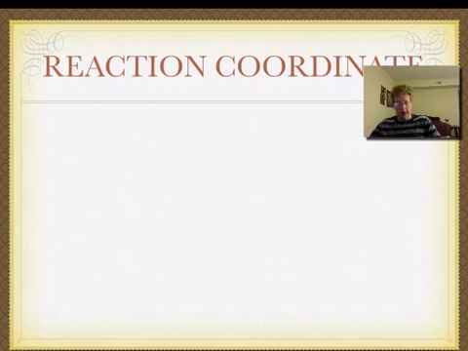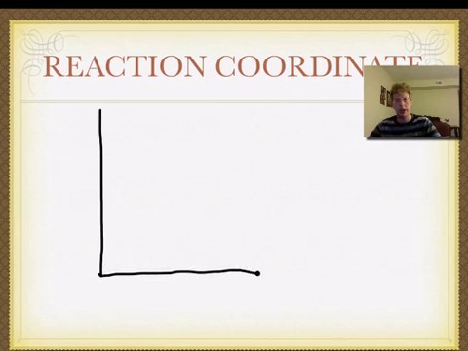The next part of tonight's lesson is that I'm going to draw what's called a reaction coordinate, and you're going to see some of these over the next few days here in the class. Basically, a reaction coordinate shows how a reaction takes place. It's a graph, basically.